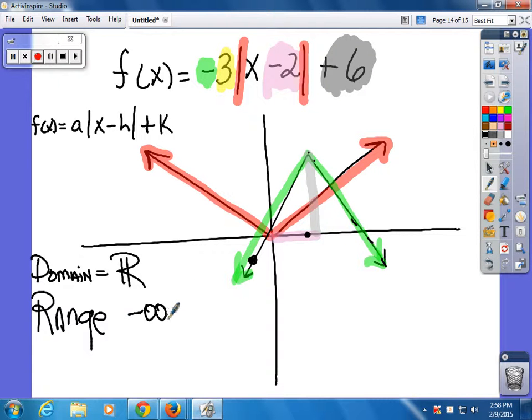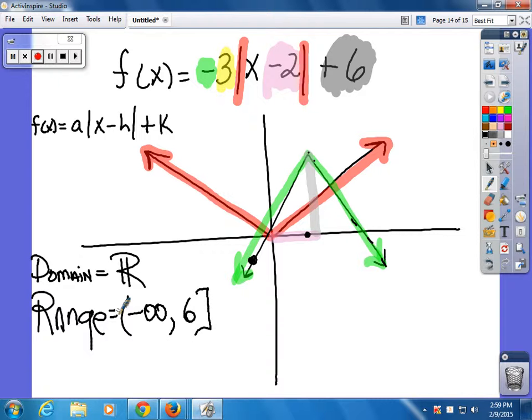Negative infinity to 6. Now, there's two types of students in here. One student's going negative infinity to 6. Okay, that's it. And the other student's going, wait a minute, why is it negative infinity to 6? You're not going by the y's, you're going by the x's. You're not listening to what I told you at the beginning. Domain is what? What values? X values. What is range? Well, you can't figure out the range if you're looking at the X values.